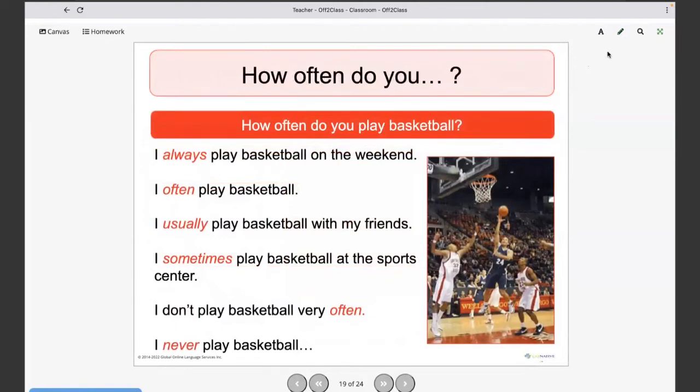Now, I want you to start asking. How do we ask about routines? How do I ask about routines in the present? The question is, how often do you? For example, how often do you play basketball? How often do you eat pizza? How often do you eat fast food? How often do you go to the cinema, etc.? So once you ask this question about routines, you're going to answer using adverbs of frequency to talk about routines. Here you have the examples, the answers, and you want to ask the question.